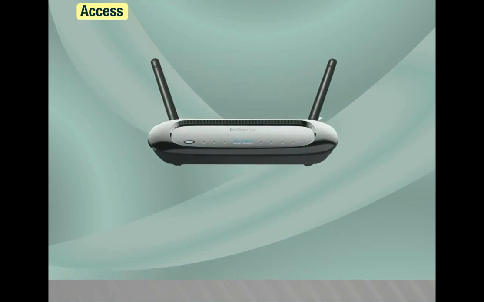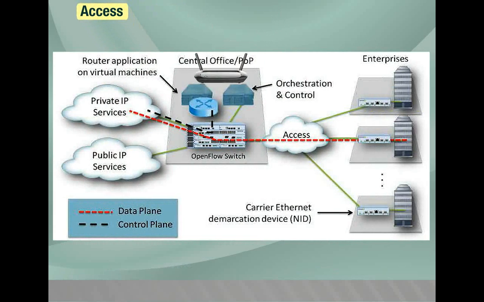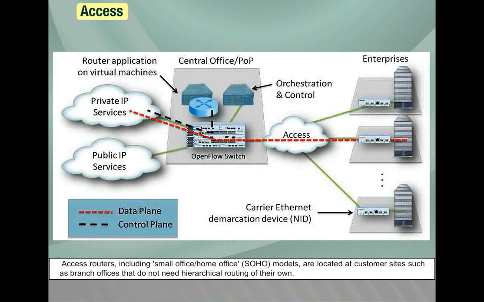Access. Access routers, including small office or home office, that is SOHO models, are located at customer sites such as branch offices that do not need hierarchical routing of their own. Typically, they are optimized for low cost. Some SOHO routers are capable of running alternative free Linux-based firmwares like Tomato.